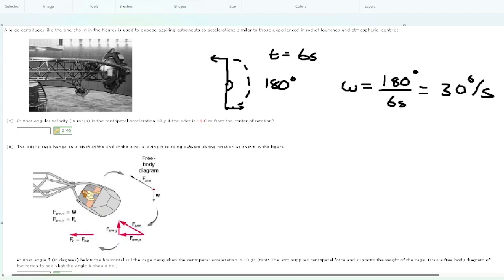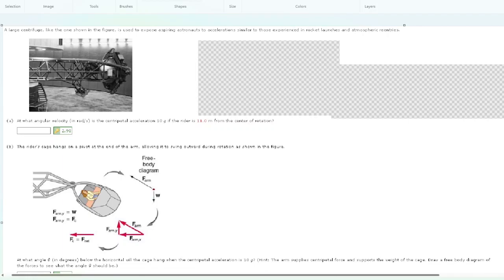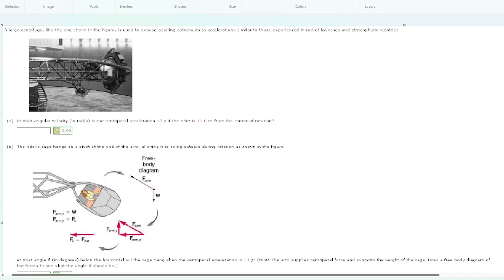But you will not see this. Degrees per second is not the SI unit for angular velocity. Rather, it is radians per second. And what that is, 1 radian. I'll give you this conversion really quickly. So you have this circle right here. We start from here, and we end up here.